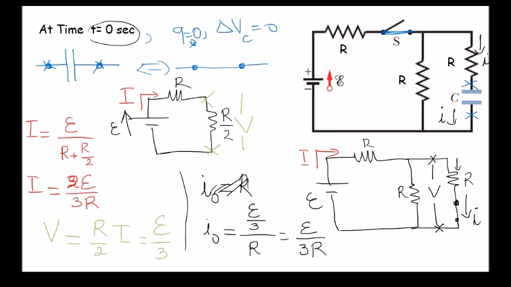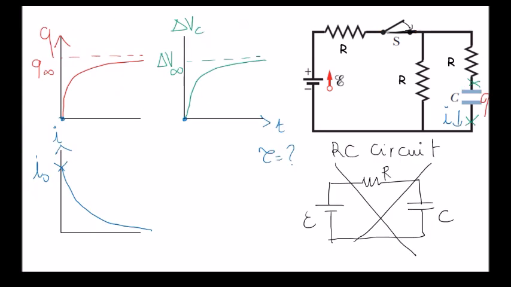All right. So we calculated the initial current in the capacitor. If I come back here, what is this initial current? E over 3R. Now let's move to the next interesting point. The first was t equals 0. The next interesting point is when t equals infinity.